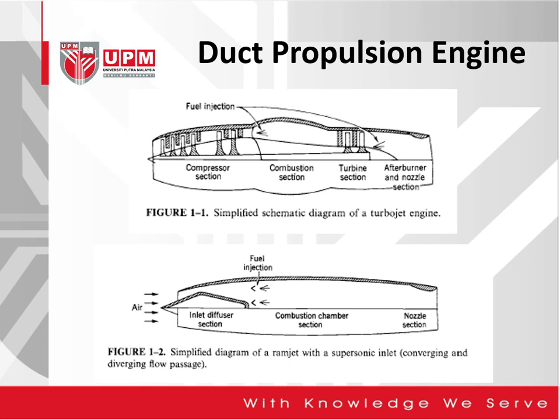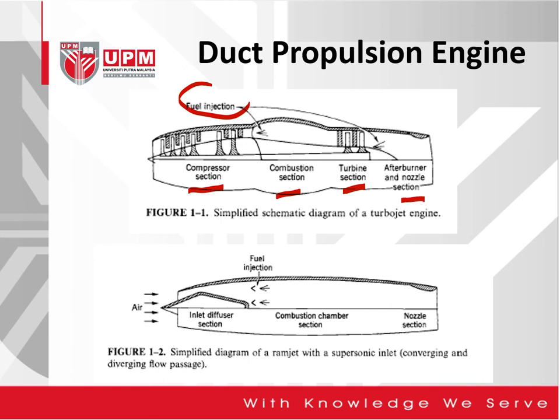Let us now look into the background of the duct propulsion engine. This is just a snapshot of the air breathing engine, or the aircraft engine. Figure 1.1 shown here is a simplified schematic diagram of a turbojet engine. Just a revision, we have the compressor section, the combustion section where the fuel is injected, then the turbine section, and the afterburner as well as the nozzle section.